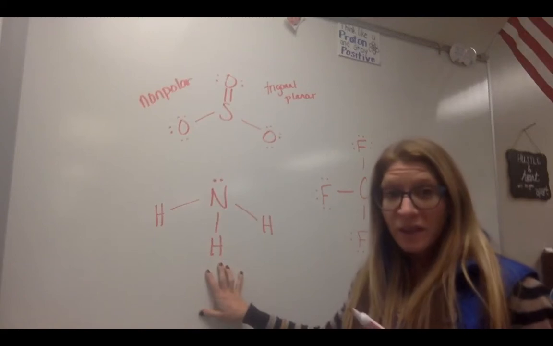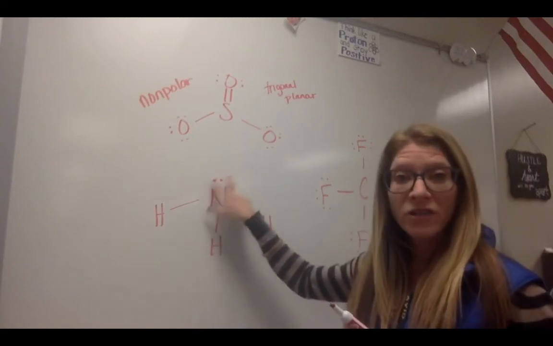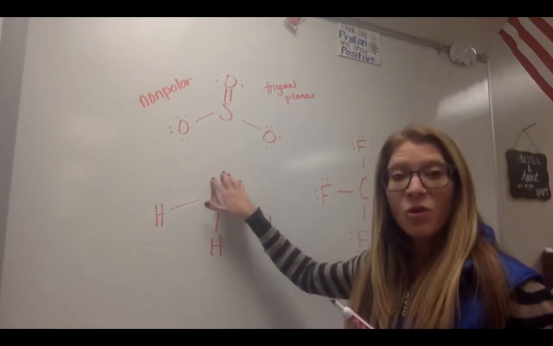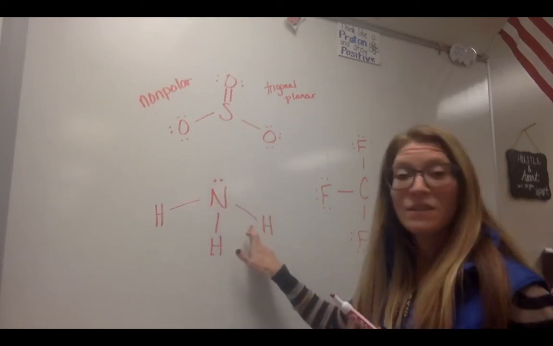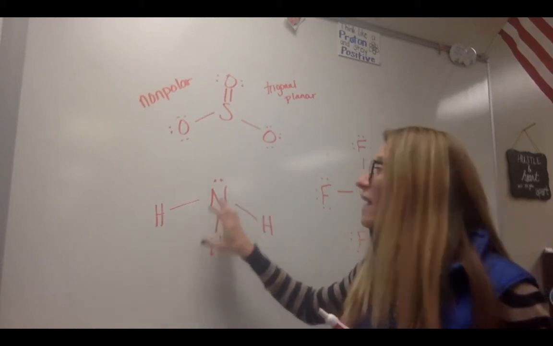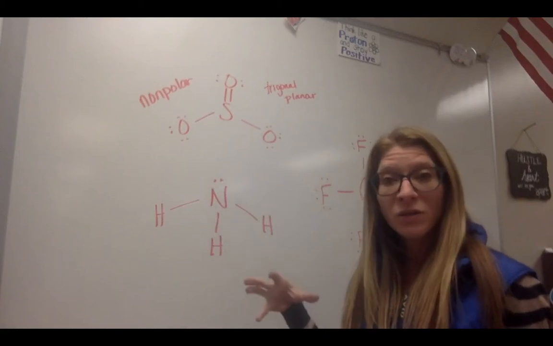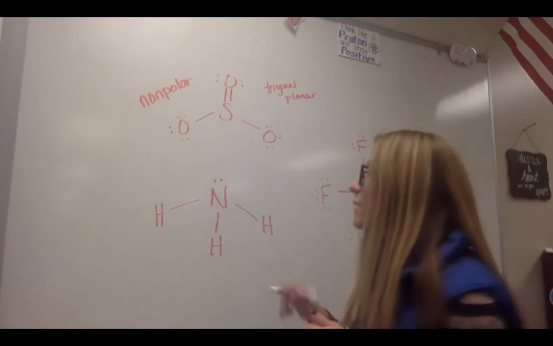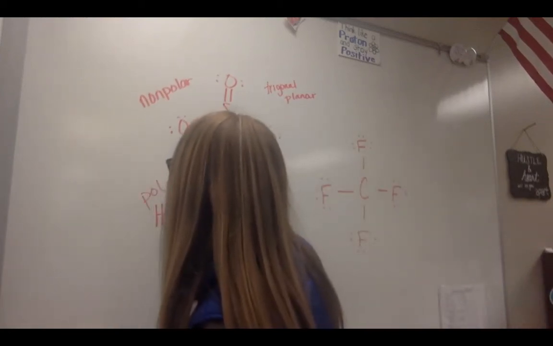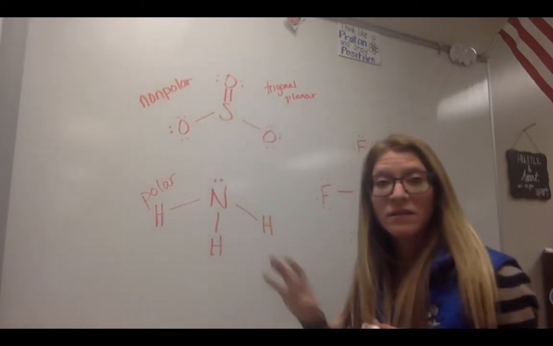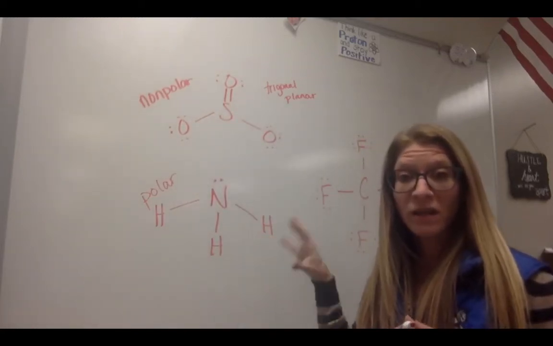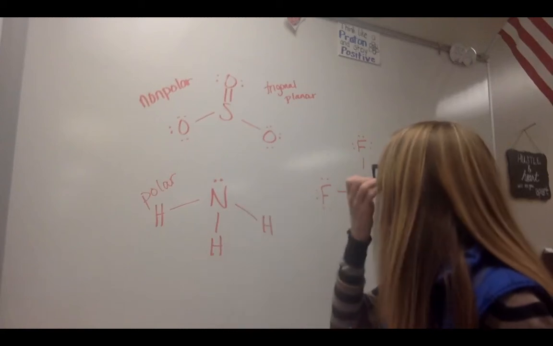If you have NH3, now we have this lone pair of electrons on the central atom. So those lone pairs are going to be different than any bonded pair. That difference causes the molecule to not be symmetrical, which means that it would be polar because those electrons are not being shared equally in that molecule.